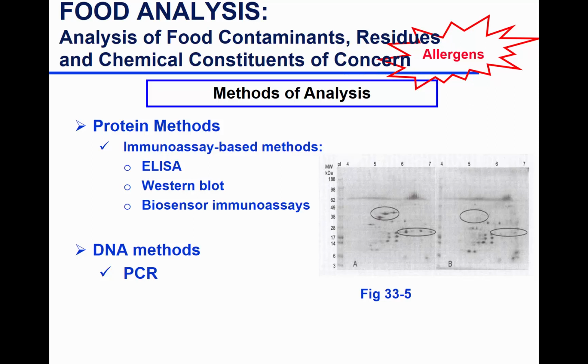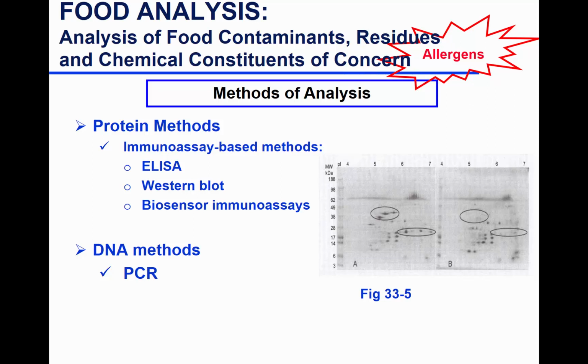That means we have antibodies immobilized on biosensors. But here I have an image. The reason I have this image is to illustrate that the way we extract the protein for analysis is very important. If I suspect that a food contains an allergen, but it depends on how I'm extracting the protein, I may or may not detect that allergen. So in this example here, these are 2D gels, A and B, that were run, and then Western blot were run. You can see here there's both coming from peanut. You can see where the circles are.